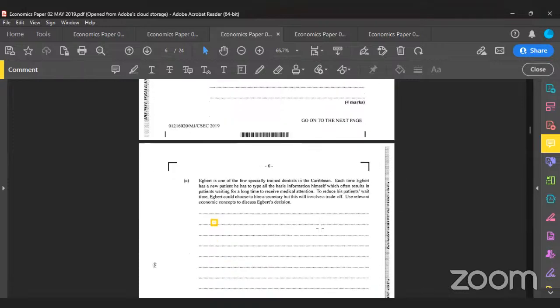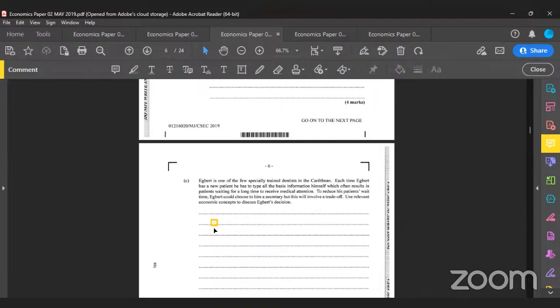Well, this question is relatively vague, honestly. However, I am going to reread it once more, and then we'll go into the answer that I came up with. Egbert is one of the few specially trained dentists in the Caribbean. Each time Egbert has a new patient, he has to type all of the basic information himself, which often results in patients waiting for a long time to receive medical attention. To reduce his patients' wait time, Egbert could choose to hire a secretary, but this will involve a trade-off. Use relevant economic concepts to discuss Egbert's decision.